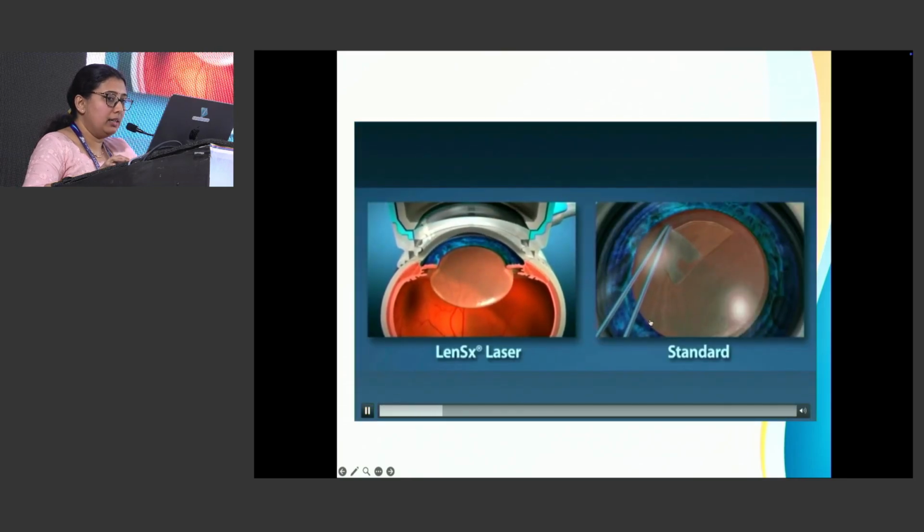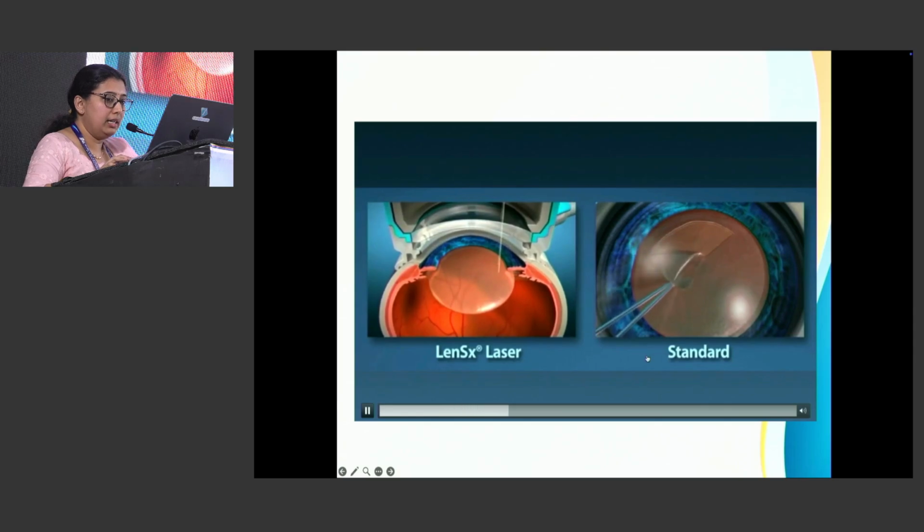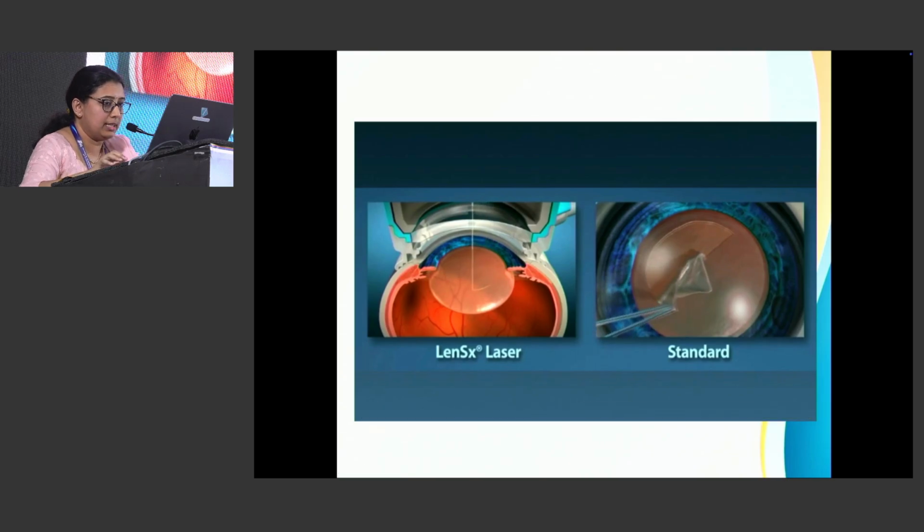This is a standard rhexis that is happening on the right side, while during laser surgery, the laser will do the capsulorhexis for us.